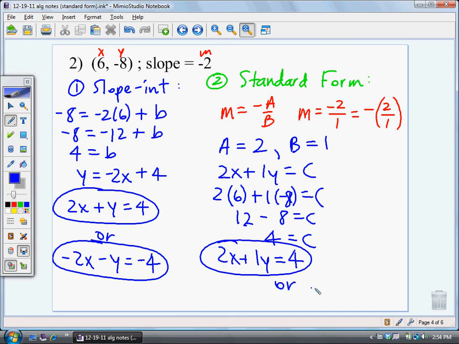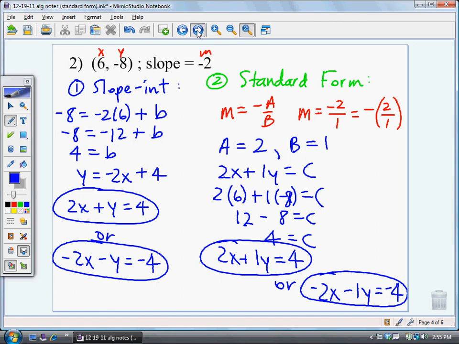Or if I multiply everything by negative 1, negative 2x minus 1y equals negative 4. Okay, so you have method 1, which is where you use slope-intercept. You do what we've done on every other problem, and then rewrite it into standard form. Or you do method 2, where you take the slope and identify a and b, and then you use that to determine the value of c.